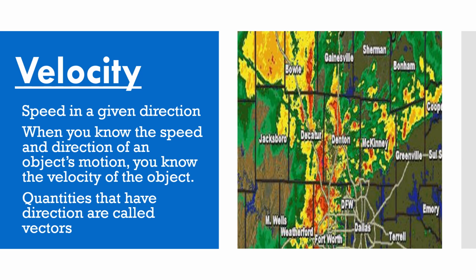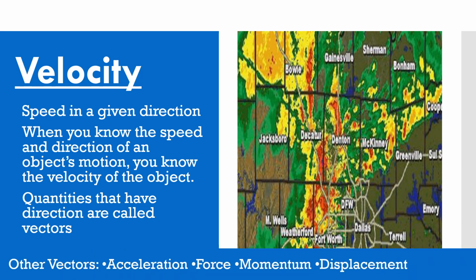When you know the speed and direction of an object's motion, you know the velocity of that object. Now, quantities that have directions are also called vectors. Other examples of vectors are acceleration, force, momentum, and displacement.